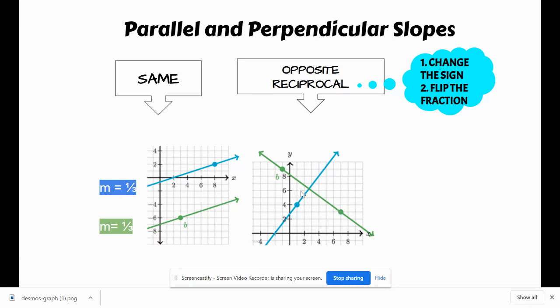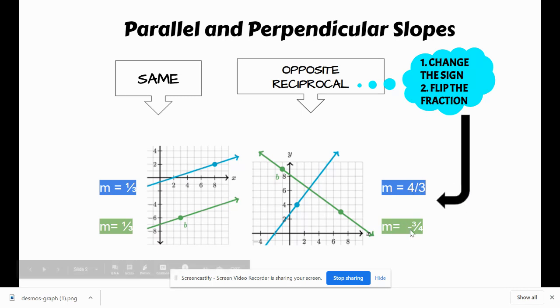Perpendicular lines have opposite reciprocal slopes and they intersect at 90-degree angles. So if I find the slope of the blue line, I will see that the slope has a rise of 4 and a run of 3. The green line has a slope of negative 3 over 4. So we go down 3 and then we go over 4. So this is what we mean by opposite reciprocal. We change the sign, this was positive, now it is negative, and we flip the fraction. So from 4 over 3, now it's 3 over 4. So this is what slopes will look like if they are perpendicular. So this is how you will tell parallel and perpendicular from a graph.